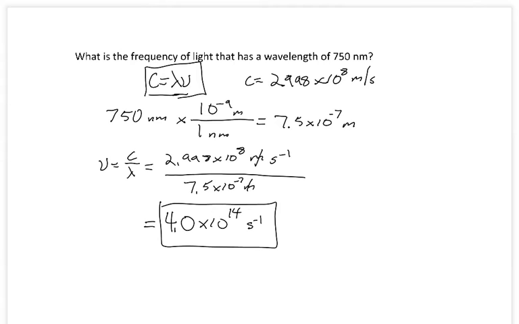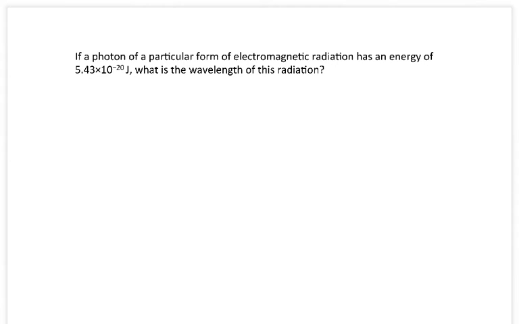All right, so I've got one more example on the next slide. In this example, we're told that a photon has an energy of 5.43 times 10 to the -20 joules, and we want to know the wavelength. So I know the equation for the energy of a photon is E is equal to h nu, or E is equal to Planck's constant times the frequency. So that doesn't involve the wavelength, but if I can get the frequency, I know that the speed of light is the wavelength times the frequency. So if I know the frequency, I can get the wavelength. So the first thing I need to do is get the frequency.